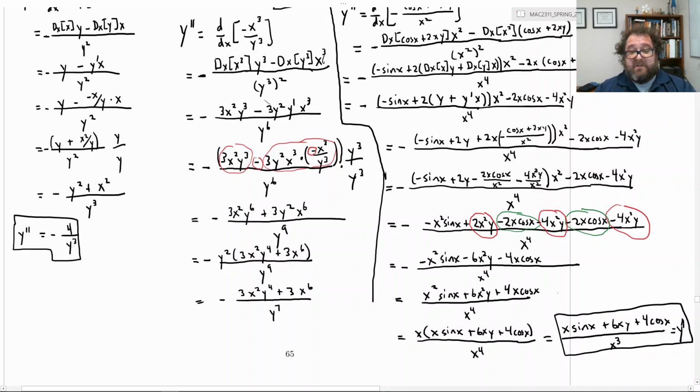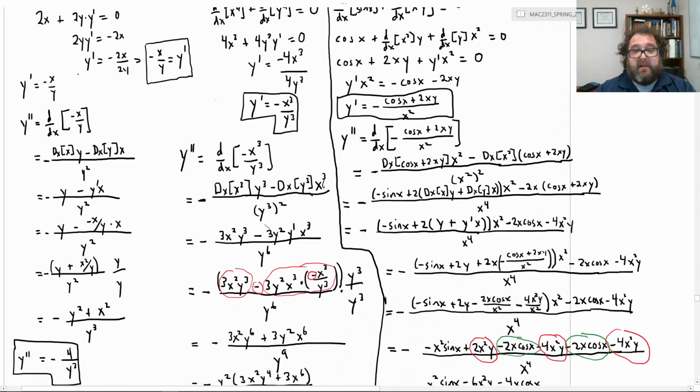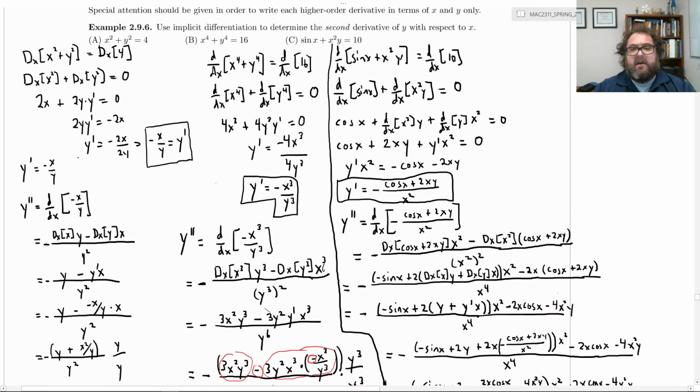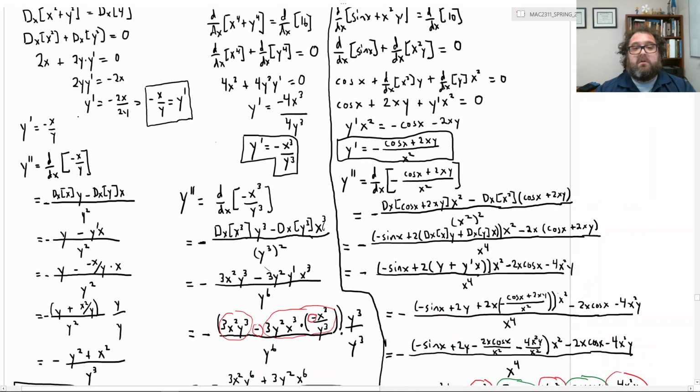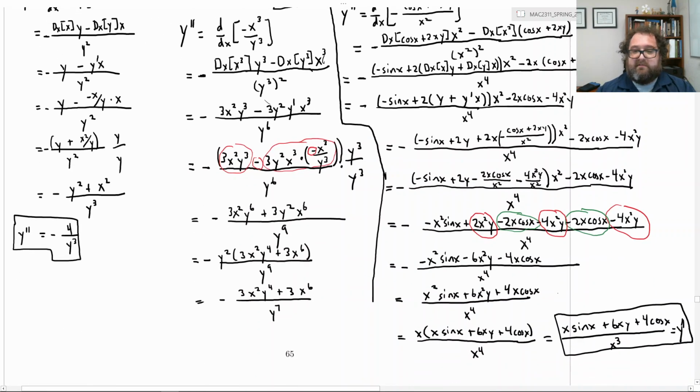The only calculus was when we applied a quotient rule one time, we applied a product rule one time, we took a couple derivatives. That was the easy part. But the hard part was all of that algebra to simplify that second derivative. Okay? All right, so that's second implicit derivatives.